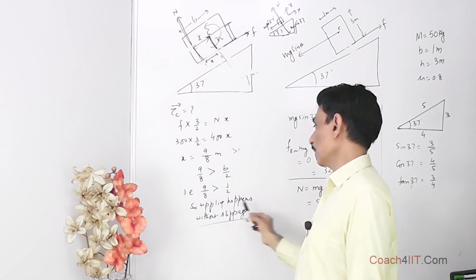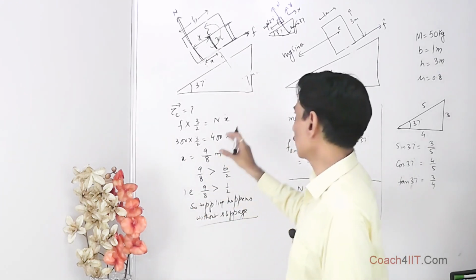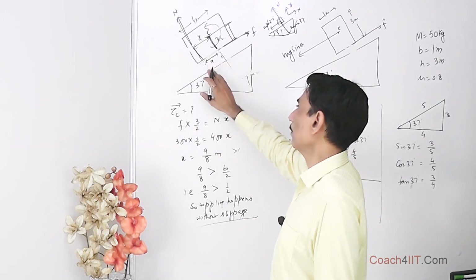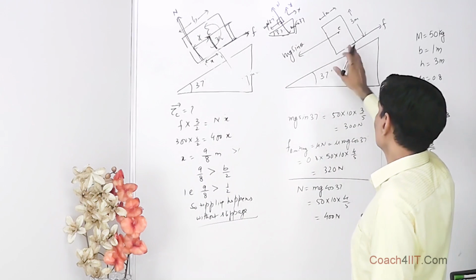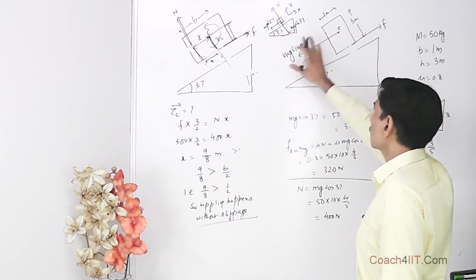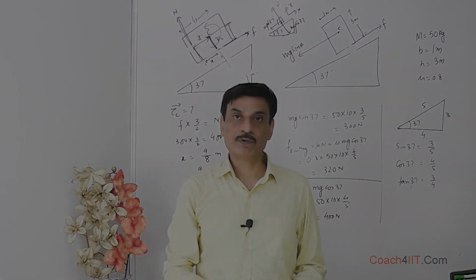So obviously, the toppling begins with x coming out to be more than b by 2. So this will topple, but mg sin theta is less than the limiting value of the friction force, so this will not slip. It means the toppling will begin before slipping.